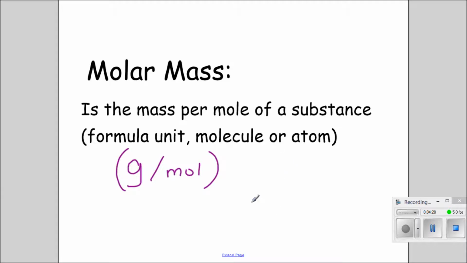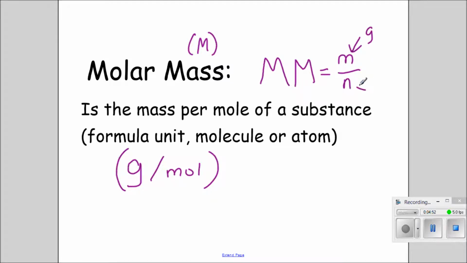The equation that we're going to use for it, the letters that we're going to use to represent it, the textbook uses a capital M. I've seen it as 2 capital M's, and that's how we're going to do it in this class, 2 capital M's. Sometimes, though, the textbook will just use 1 capital M. We're going to use 2 capital M's, and the equation that we're going to use is mass, which is grams, divided by n, which is moles, M-O-L. So our units for molar mass are grams per mole.